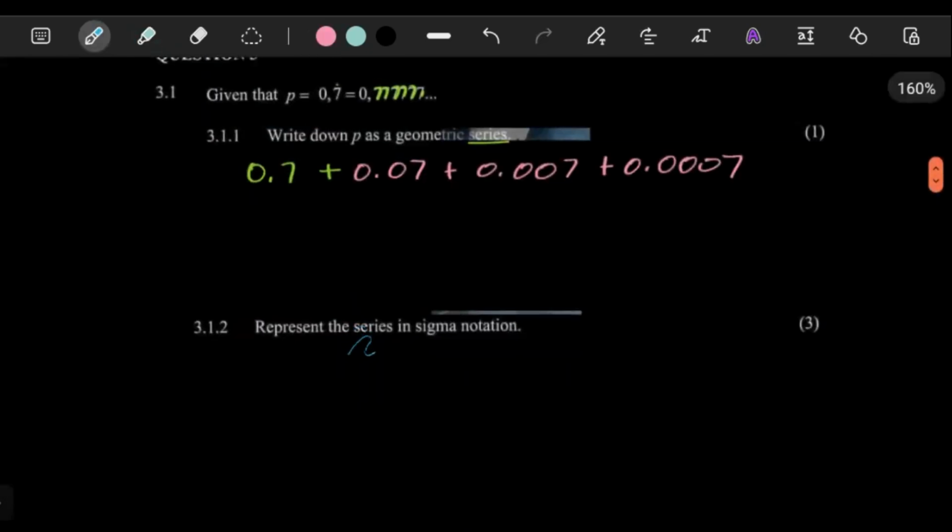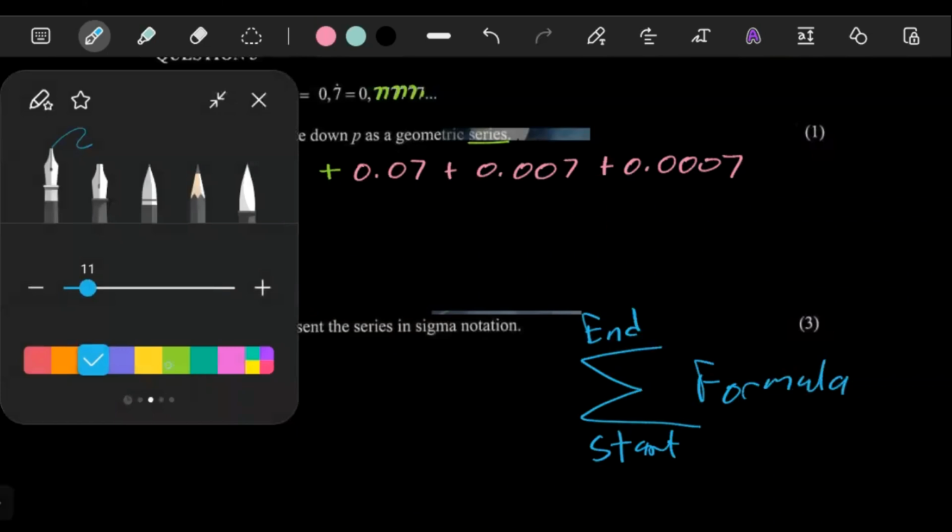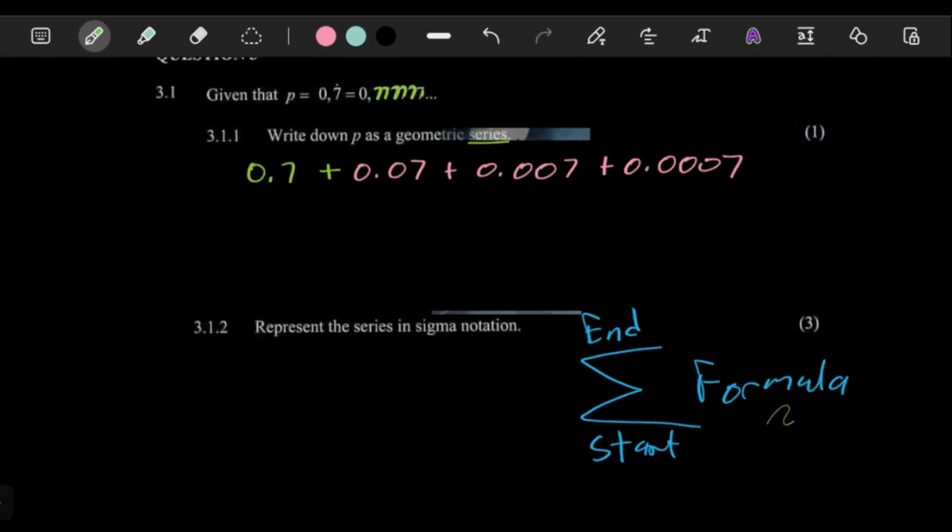And the next one says represent the series in sigma notation. So in sigma notation, you know that this is the symbol. At the top, you know that this is where you end off. At the bottom, this is where you start off. So the thing now is, here you have the formula. What is the formula going to be? Well, it's Tn equals AR^(n-1).